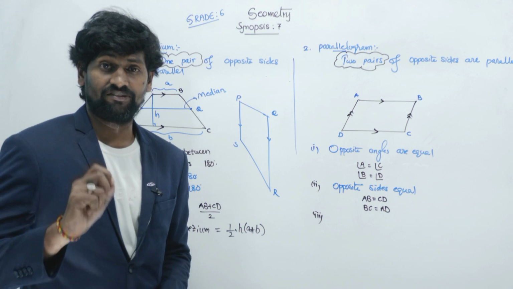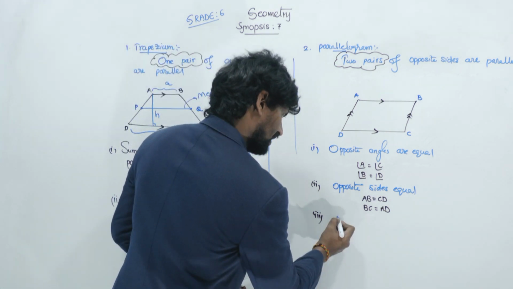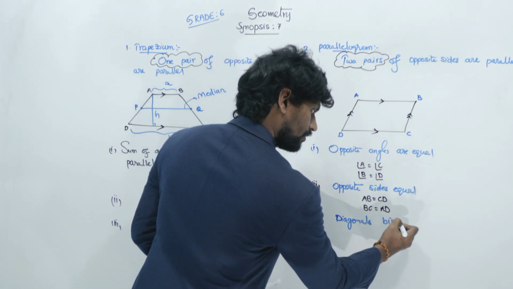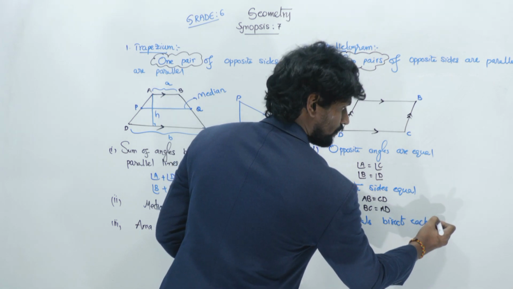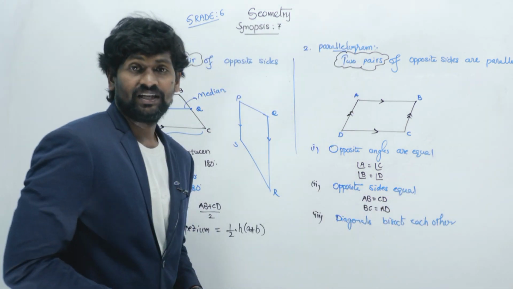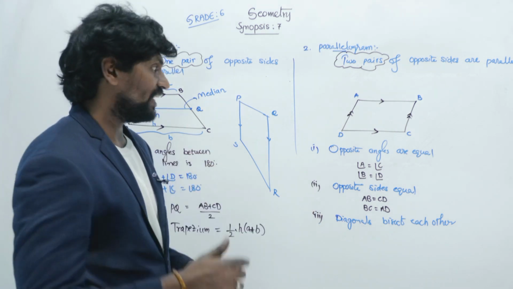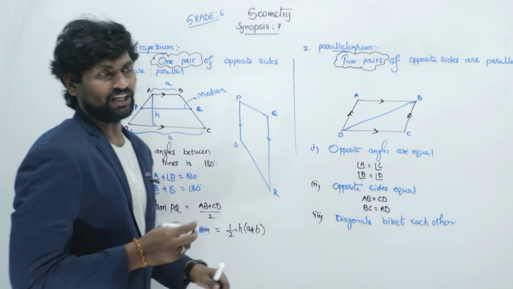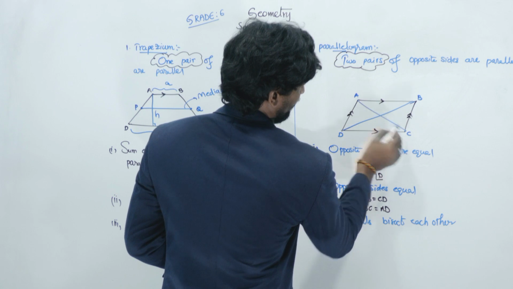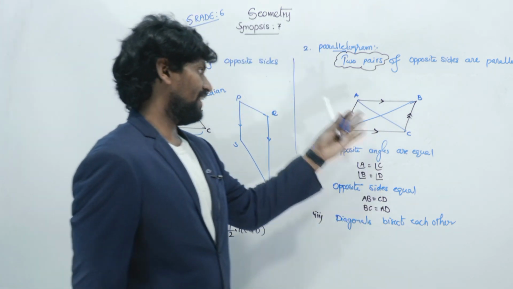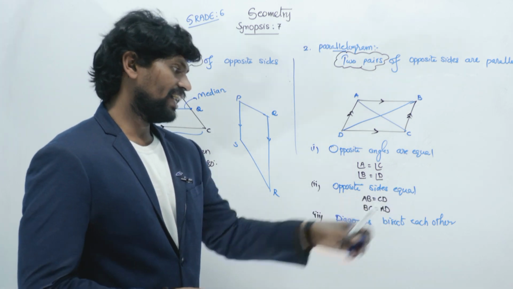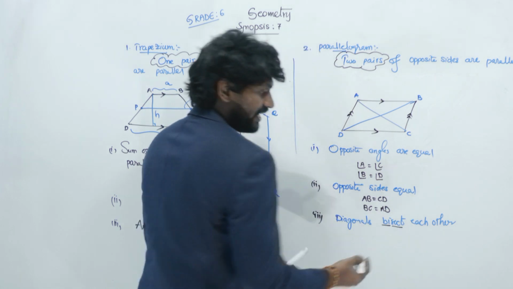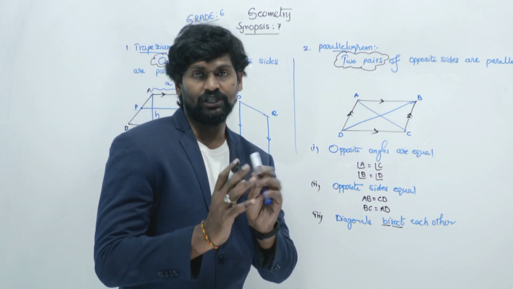Now the third property, diagonals bisect each other. Very important. What are the diagonals? Diagonals are nothing but the line segments joining opposite vertices of a quadrilateral. Now BD is a diagonal, AC is a diagonal. Okay? So diagonals bisect each other. Bisect means divide into two equal parts.